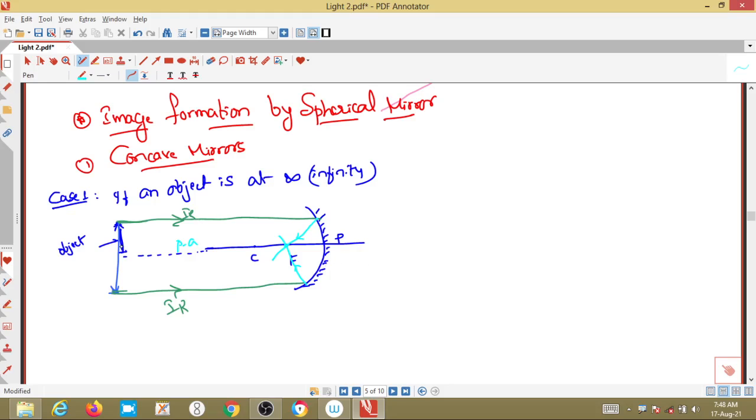And one more thing you remember, in order to trace out the image position, at least two rays we need. If we get only one ray, we will not get any image formation. Always we will get a point, right? If we take a single line, it is focusing on a particular point and we will get a single point. At least we need two rays to form an image.